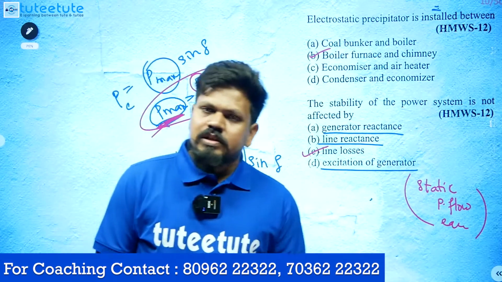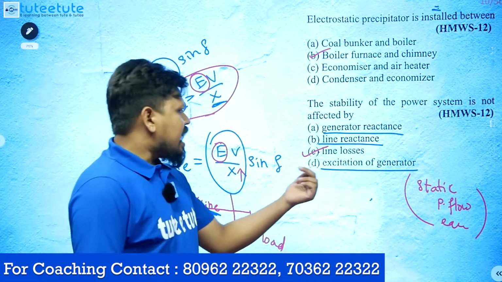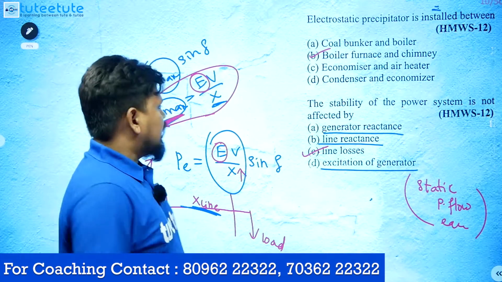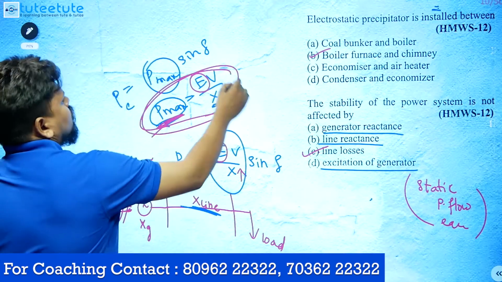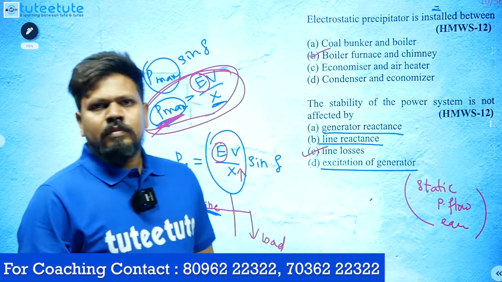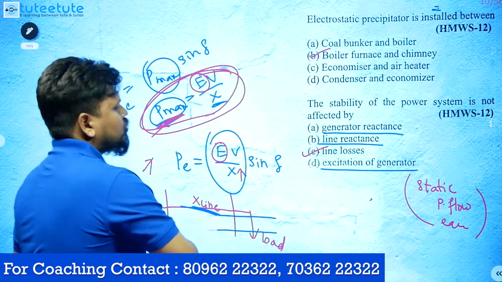Generator excitation changes, stability changes. Line reactance changes, definitely stability changes. All these things, so remember EV by X. Directly this one. On this also, some questions they have asked previously. Understanding, right? Okay, next question.